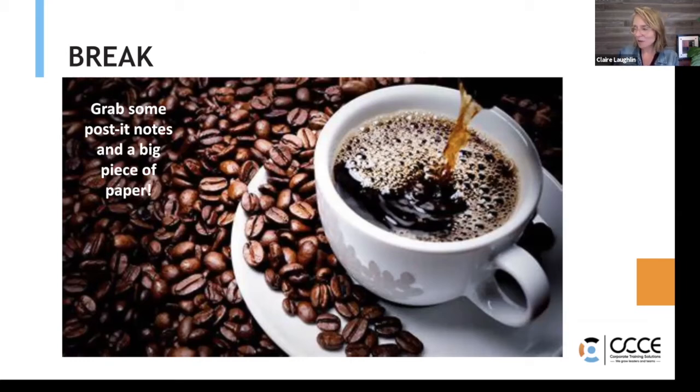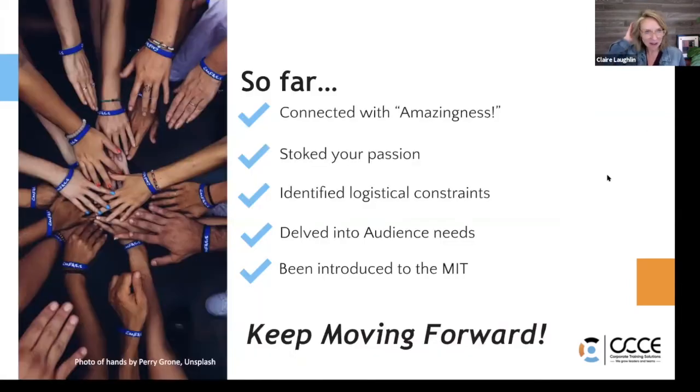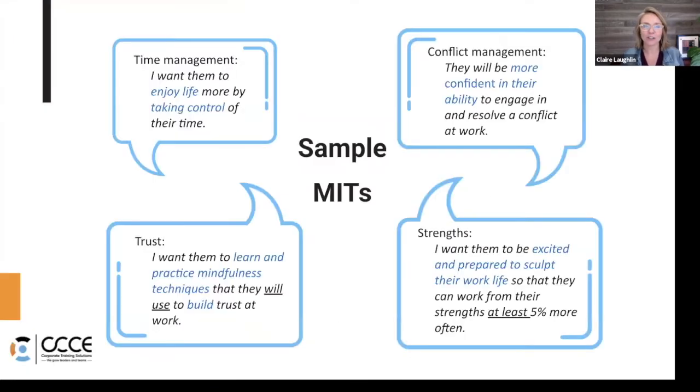Okay, let's keep rolling. We are recording, all good. So remember, here's our roadmap. Here's what we've done so far. You connected with your amazingness, what makes that amazing trainer experience and the amazing trainee experience. We've connected with your own passion about your topic, talked about your logistical constraints, and delved into your audience needs. And just before break, we introduced the MIT, and now we are going to keep moving forward. We dig into that MIT and do an exercise here around your MIT.